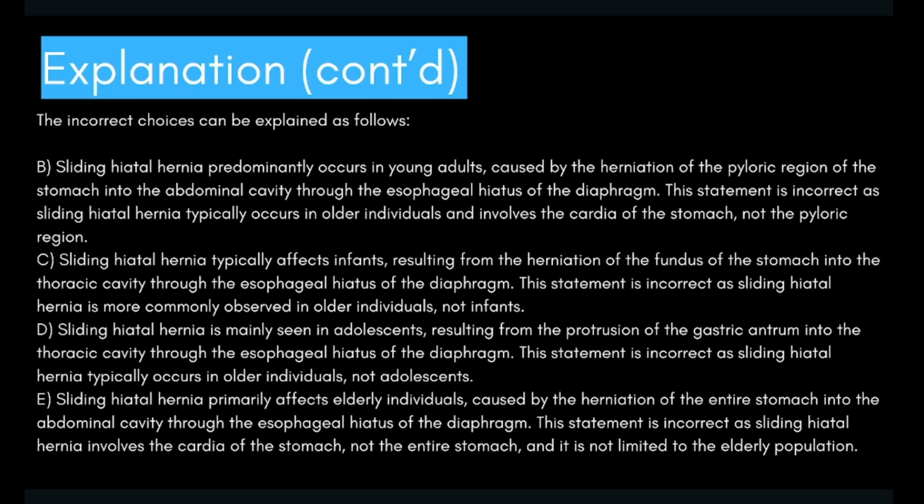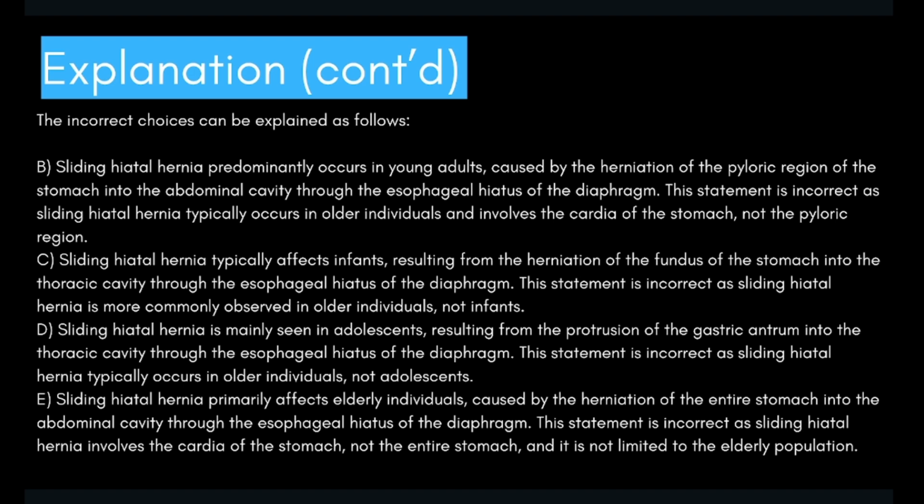not the pyloric region. Sliding hiatal hernia typically affects infants, resulting from the herniation of the fundus of the stomach into the thoracic cavity through the esophageal hiatus of the diaphragm. This statement is incorrect as sliding hiatal hernia is more commonly observed in older individuals, not infants. Sliding hiatal hernia is mainly seen in adolescents, resulting from the protrusion of the gastric antrum into the thoracic cavity through the esophageal hiatus of the diaphragm. This statement is incorrect as sliding hiatal hernia typically occurs in older individuals, not adolescents.